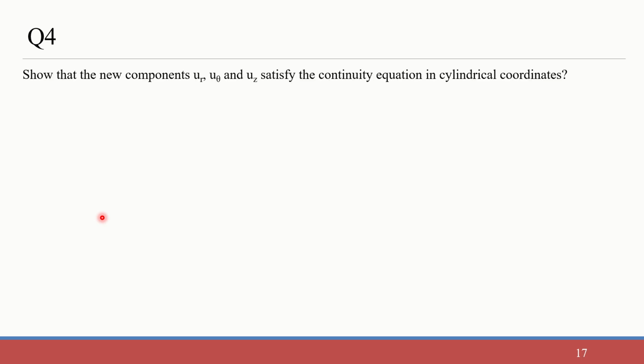Now we will go to question 4. In question 4 it is given: show that the new components ur, u theta and uz satisfy the continuity equation in cylindrical coordinates.